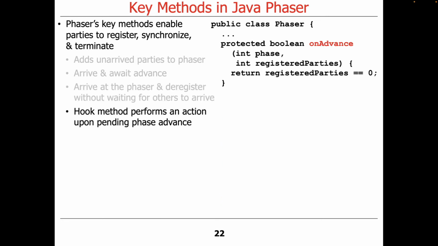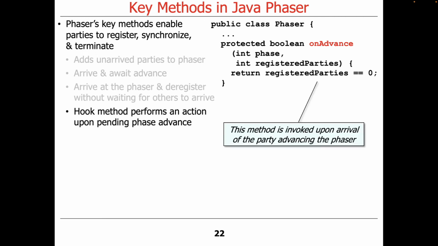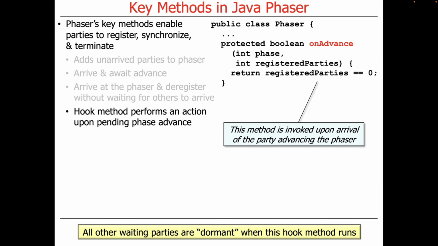Then there's also a method called onAdvance, and this is a hook method that performs an action upon pending phase advance. This method is invoked upon the arrival of the party that will advance the phaser. So remember, when the final party shows up and causes the count to reach the desired count, that means they can advance. Right before they advance, the onAdvance hook method is called back. And while the onAdvance method runs, all the other waiting parties are dormant or suspended. They are not running. They're not doing something else.